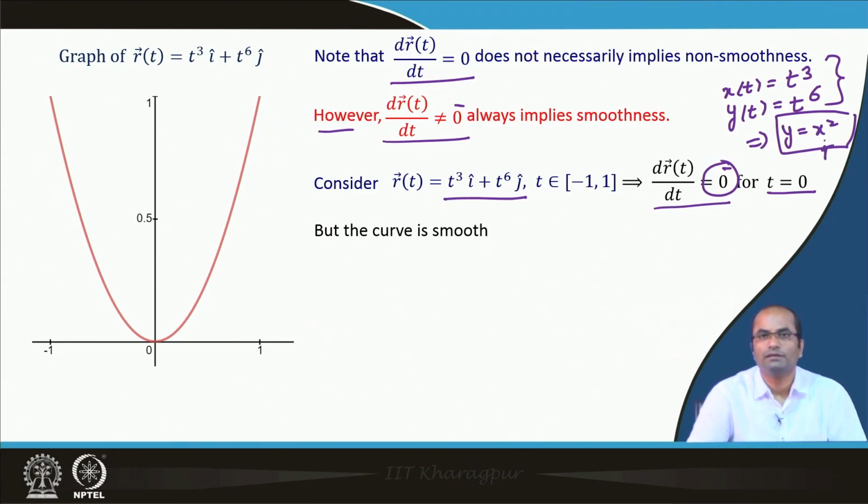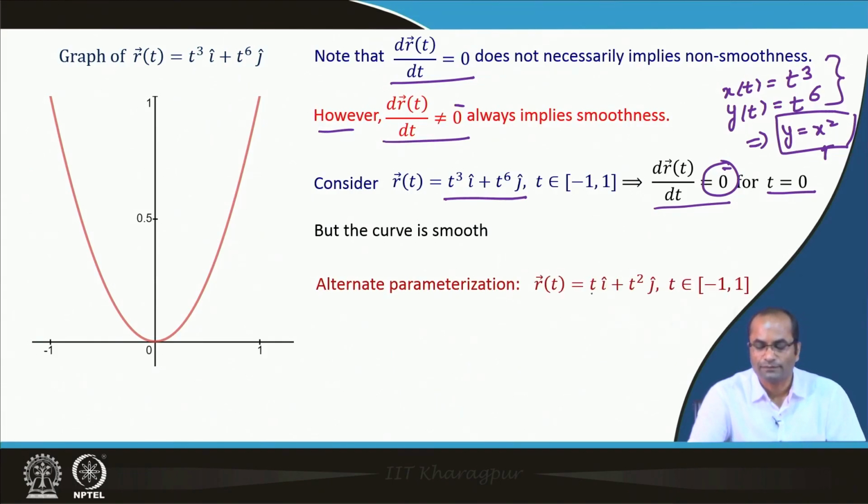So, we can have several parameterizations. For instance, the other parameterization we can have is x(t) equal to t and then y(t) as t square. In that case, for this particular parameterization, if we just compute dr/dt, since the first component is t, the derivative will be 1. So, we have 1 i plus 2t j as its derivative or the tangent vector, which is always non-zero whatever value of t we substitute there.